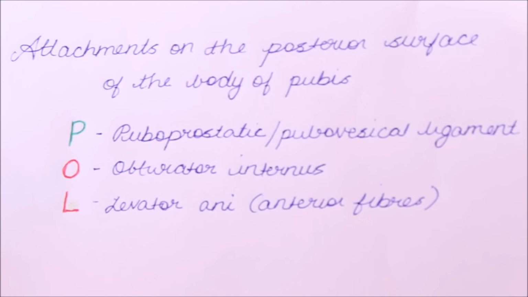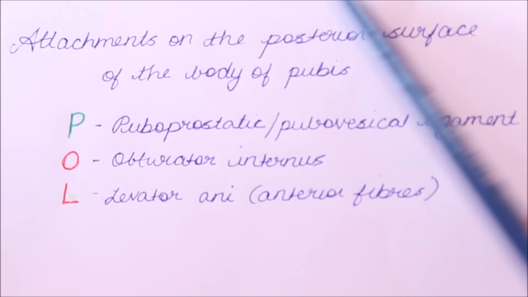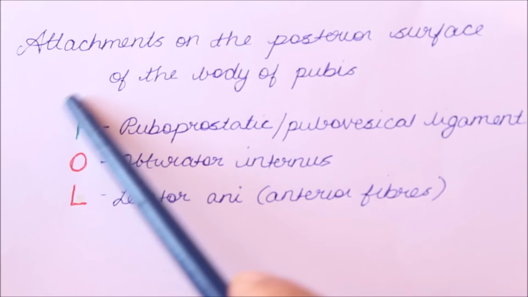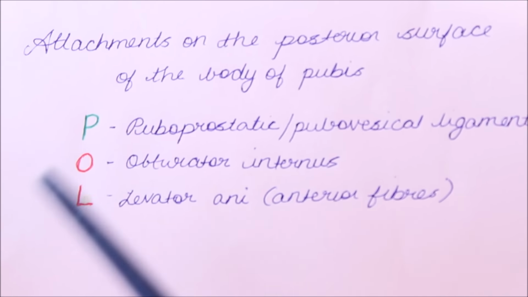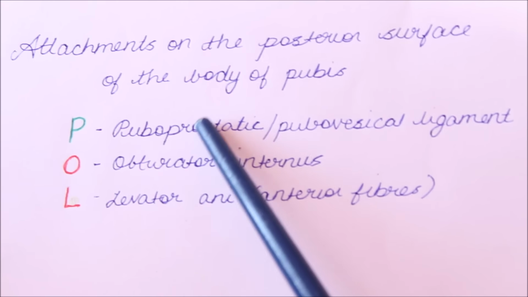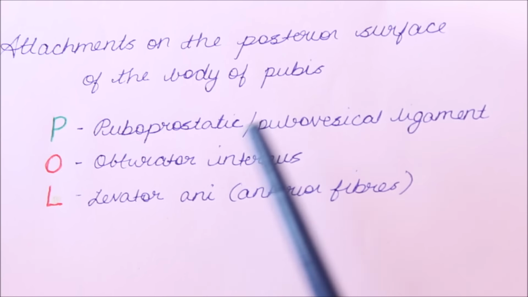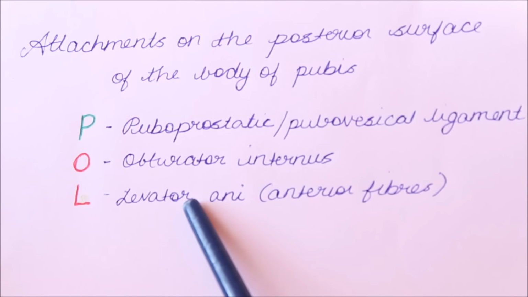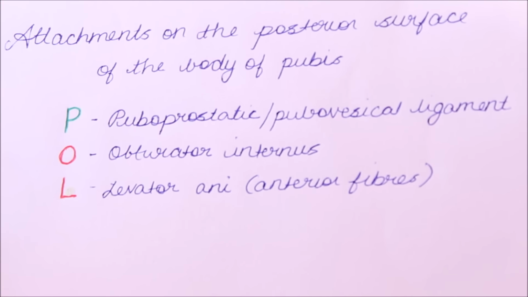An easy way to remember the attachments on the posterior surface of the body of the pubis is by the use of the mnemonic Paul without an L. P stands for the attachment of the puboprostatic or pubovesical ligament, O stands for the origin of obturator internus, and L stands for the origin of the levator ani muscle.